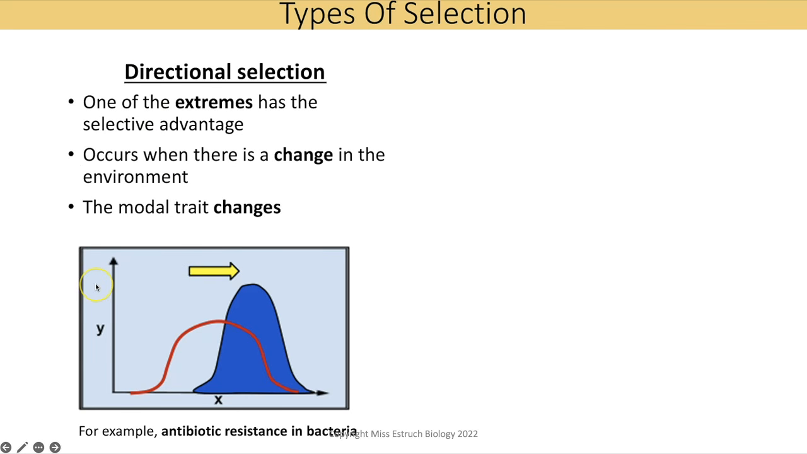And directional selection, we can see here the y-axis would be representing the frequency of a particular trait or allele. The x-axis is that trait or alleles. Before selection, the middling trait would be the most common, and the two extreme traits are less common. But directional selection is when, in natural selection, whatever allele has the selective advantage is now one of the extremes. So in this case, it's the extreme at this end, but it could have been the one at this end.